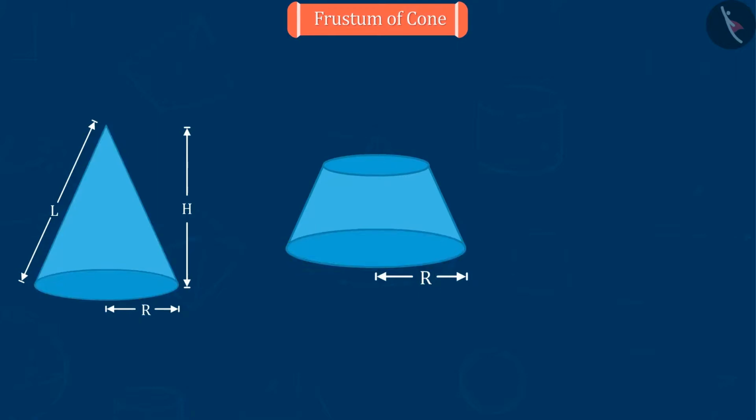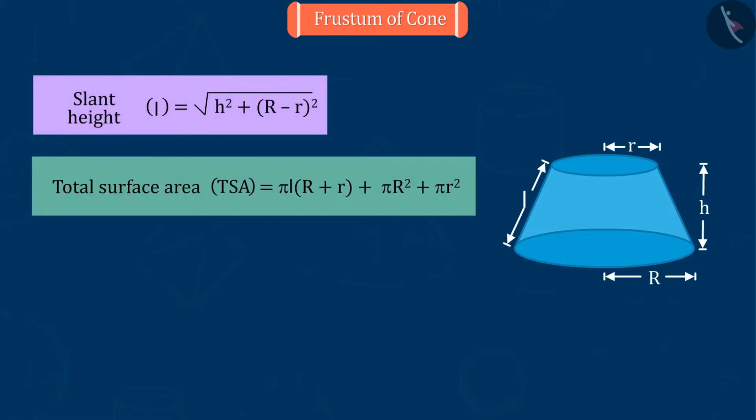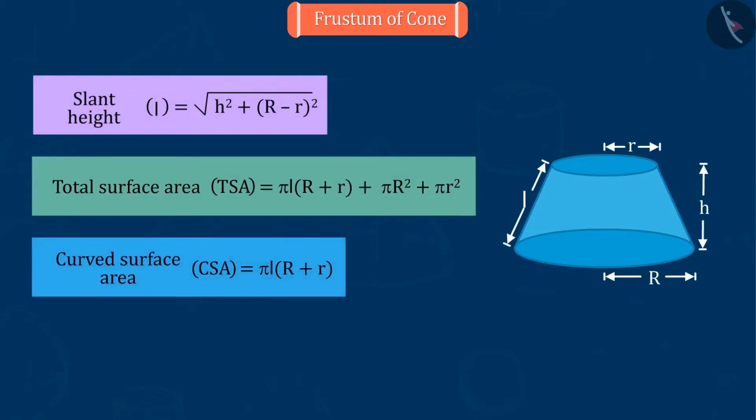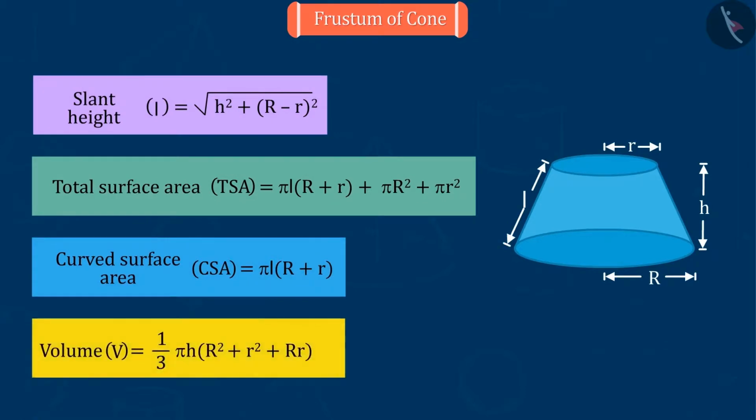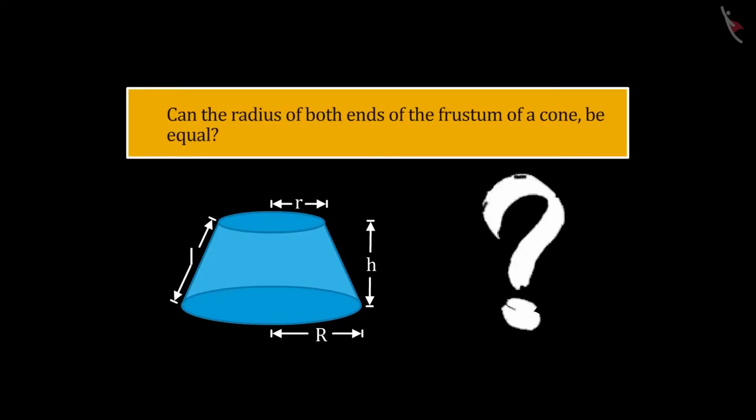If we represent the radius of the upper end as r, the height of the frustum as small h, the slant height as small l, then we can find out slant height, total surface area, curved surface area, and volume of the frustum with the help of their formulas. Can the radius of both ends of the frustum of a cone be equal? Give it a thought.